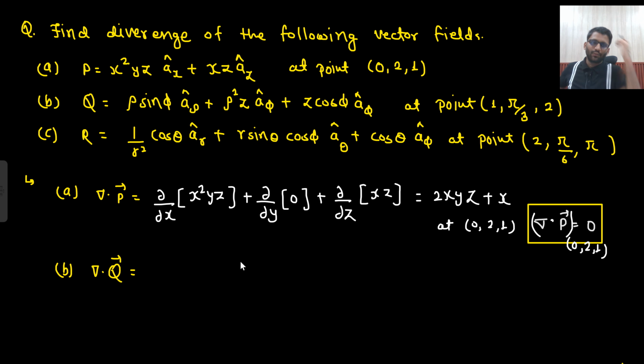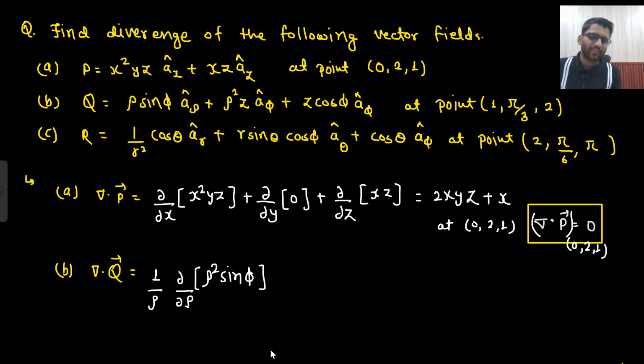So here divergence of q you need to calculate. This is mentioned in the cylindrical coordinate system. So in the first term there will be some problem, otherwise the rest will all be the same. Rho into this term, so rho square sin phi. Are you getting this point?